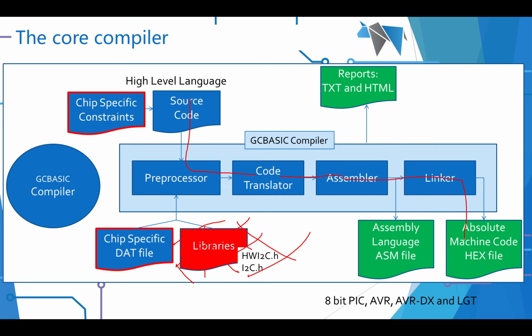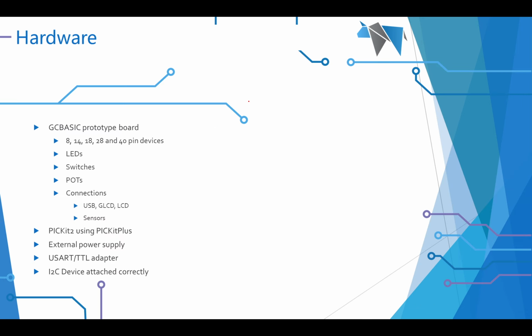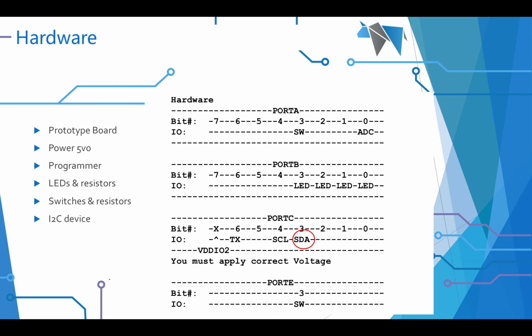Now, what I'm going to show you is the result of 2 days of work. So I know GCBASIC works. I have got a prototype board. I've shown that many times, and I've got a 28-pin device loaded, and I've got some I2C devices attached. Now, what is really important, and I don't know if this is the root cause of the problem yet, that'll be probably day 7 before I get to that, is I have moved the SDA from C5 to C3, and I'll explain why.